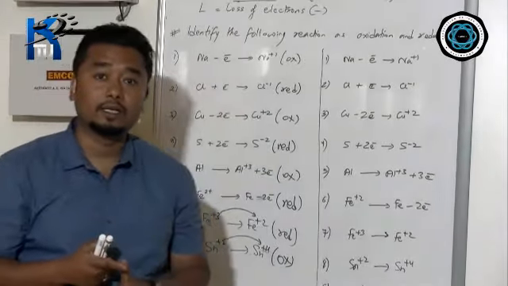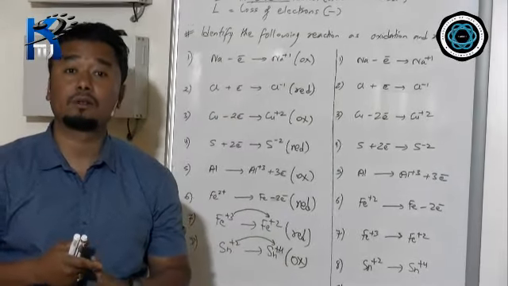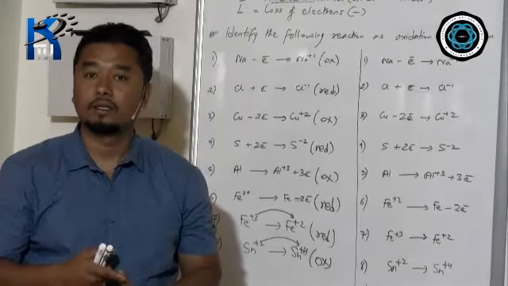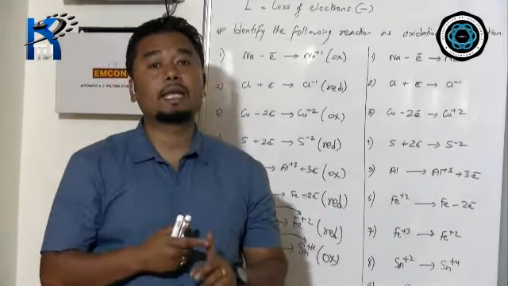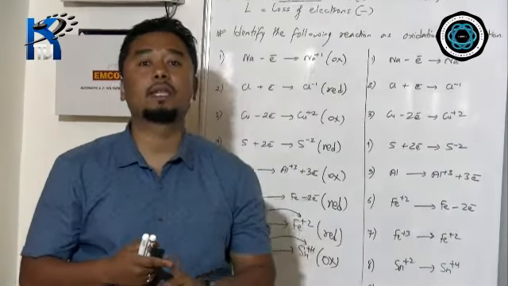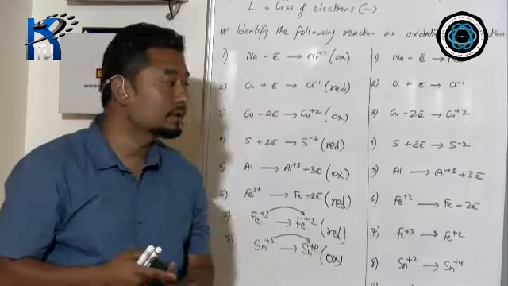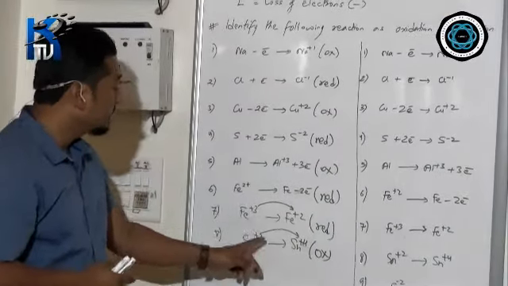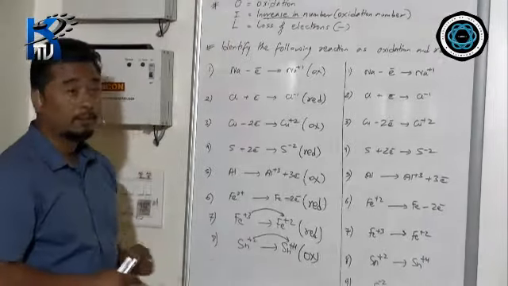I repeat again. If the electron is on the reactant side, determine oxidation or reduction directly with the help of the sign. If it is on the product side, what do you have to do? First bring the electron to the reactant side, change the sign, then you say. But if there is no electron at all, we are going to say with the help of the charge, by the increase and decrease concept in the oxidation number.